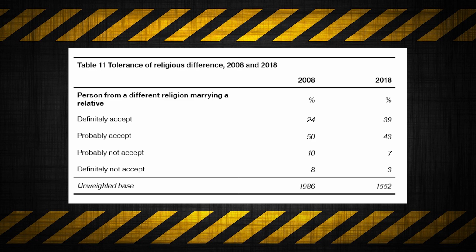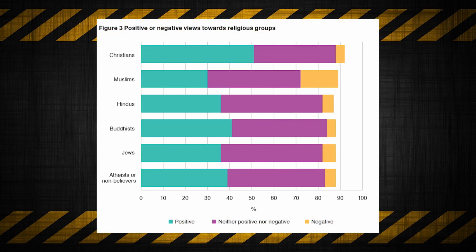Finally, positive or negative views towards religious groups. You can see here, this was again a bit more surprising. Not surprising that Muslims were viewed more negatively than other groups, and there was a bit of a breakdown there in the statistics. Over 55s, 22% I should say, viewed them in a negative light, whereas in the 18 to 34 age group, only 13% viewed them in that light.